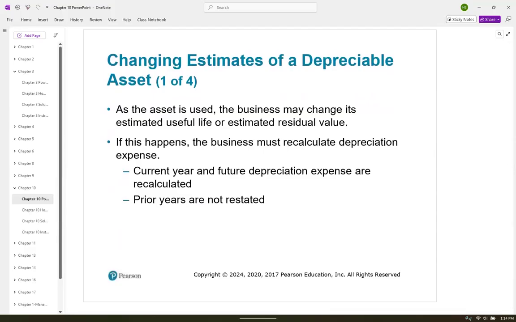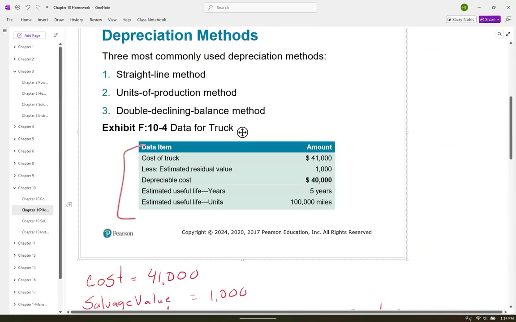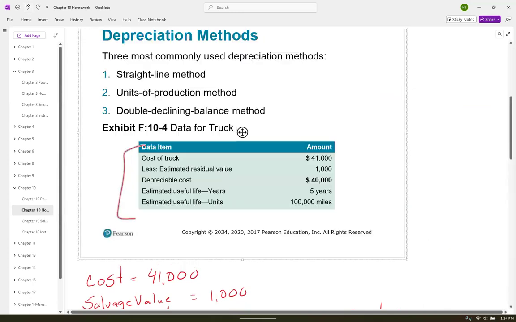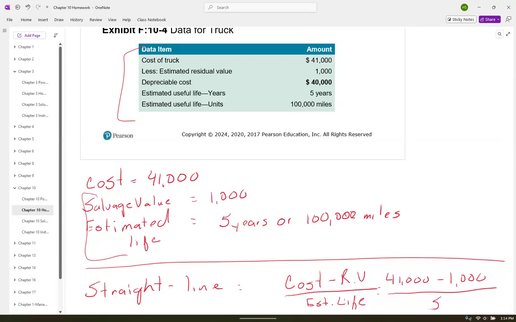So when I first started over here with the mechanics of all of these depreciation, the estimated residual value and the estimated life, these two things are estimates. We really don't know if we're going to get $1,000 at the end of its life. We really don't know if it's going to last us 5 years or 100,000 miles. It may last us 3 years. It may last us 200,000 miles. It's an estimate. We don't know for sure.